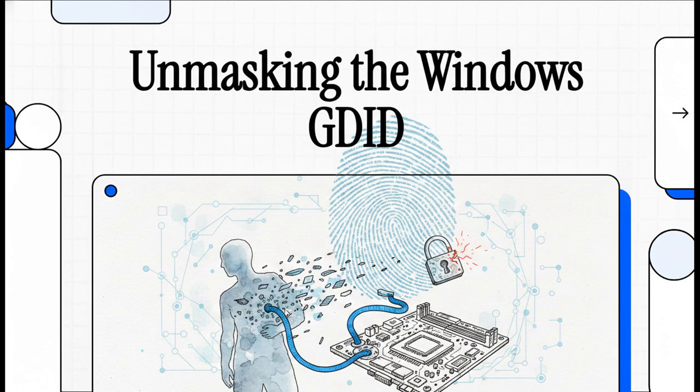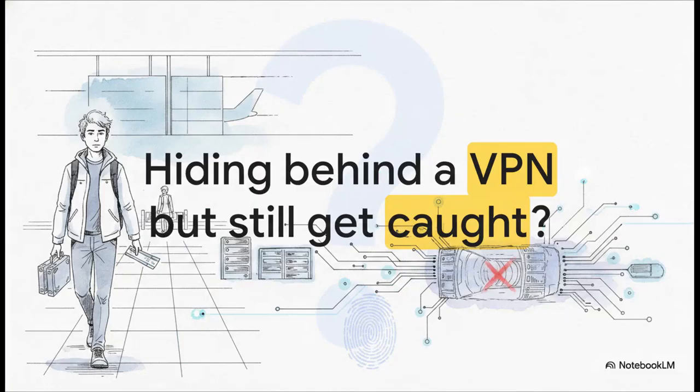Today, we're going to focus on exactly how Windows GDID tracking works. It's basically an invisible tether, and it actually just made major headlines in a federal investigation. So, to really wrap our heads around this, we need to set the stage with a bit of a mystery.